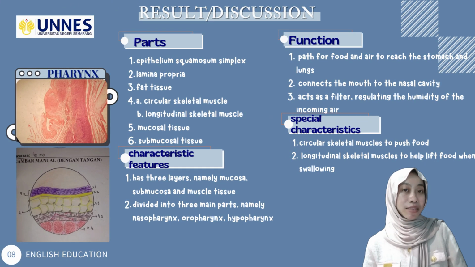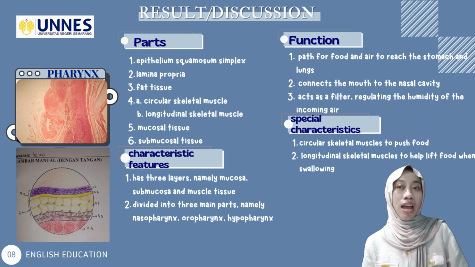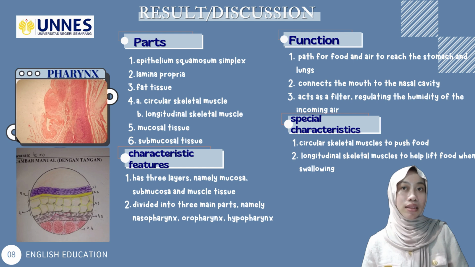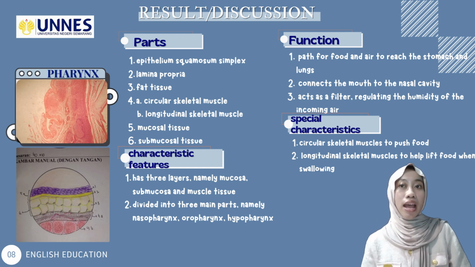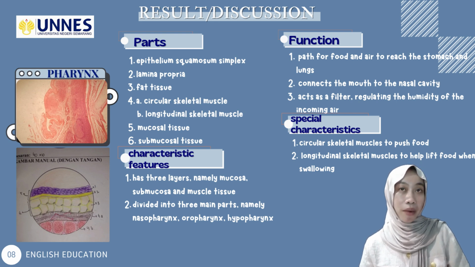And the last is pharynx. Parts of pharynx are epithelium squamosum simplex, lamina propria, fat tissue, circular skeletal muscle, longitudinal skeletal muscle, mucosal tissue, and submucosal tissue. Characteristic feature of pharynx is that it has three layers, namely mucosa, submucosa, and muscle tissue, and is divided into three main parts, namely nasopharynx, oropharynx, and hypopharynx.